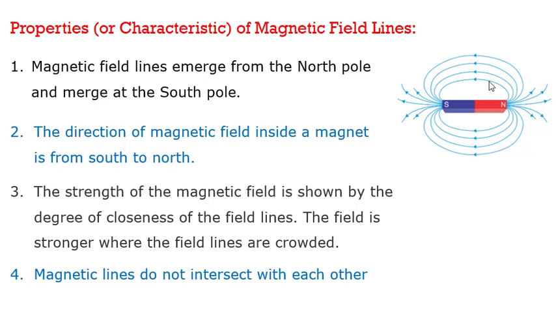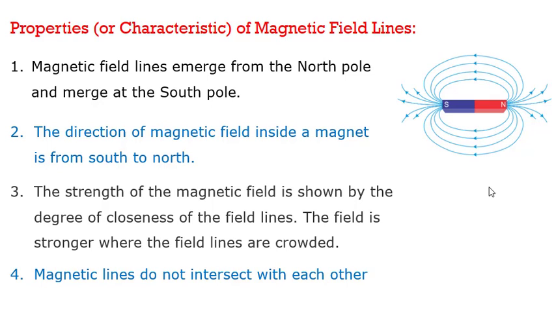I hope this fourth point is clear to you. I am saying that if two lines are crossing, then the point where they are crossing indicates two directions, right? If you draw a tangent, then you will get two different tangents, that means two different directions, which is impossible for any particular north pole or any particular object to move in at a particular instant. So magnetic lines do not intersect each other.